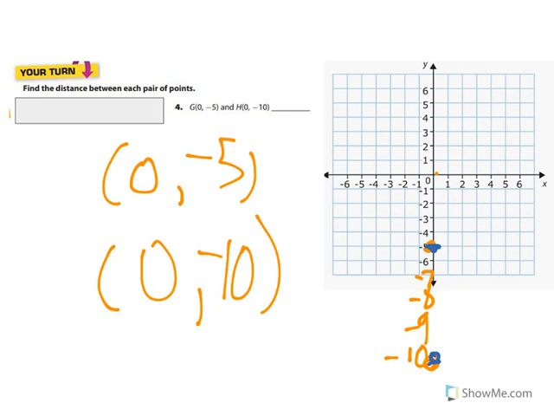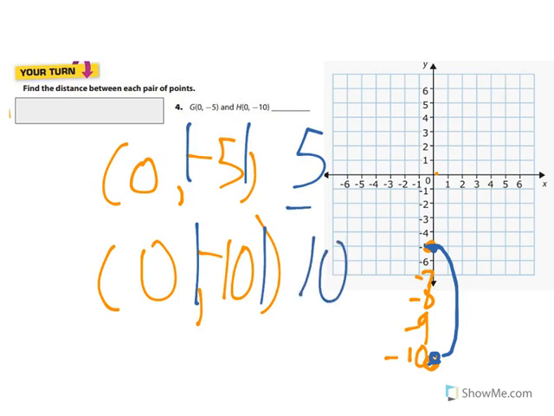This one is not going across the axis, so I can just subtract my absolute values. What's the absolute value of -5? What's the absolute value of -10? It's 10. Now I just subtract the two, and you can just count. The distance between is 5. So that's how you do it. Remember, when you're staying in the same quadrant, you don't have to add the absolute values.